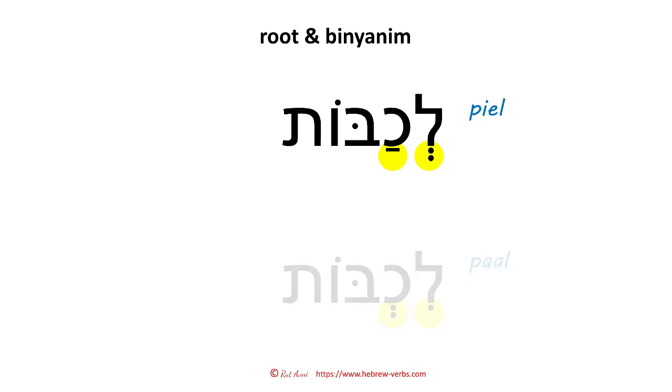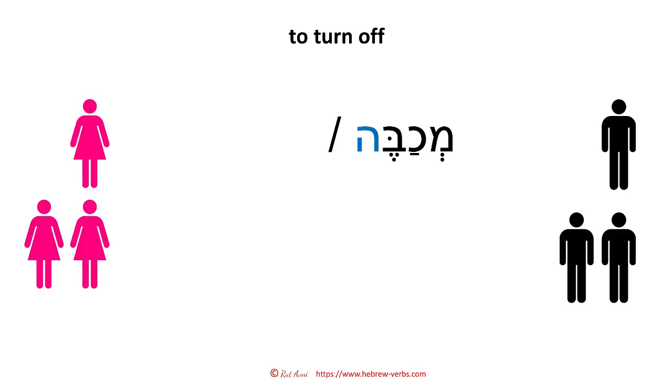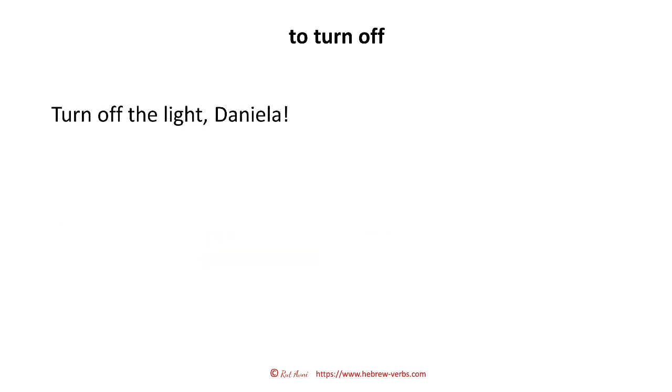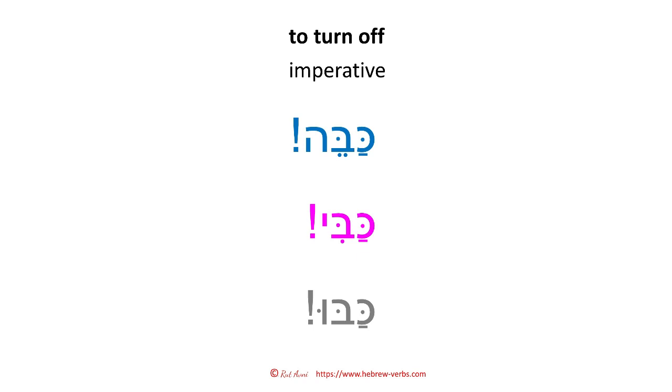Okay, lechabot, Pi'el, this is the one that we will look at now because lechabot means to turn off. Here comes the conjugation: mechabe, mechaba, mechabim, mechabot. And now our sentence is, turn off the light, Daniela. Oh, we need the imperative. Okay, so to a guy it is kabe, to a woman kabi, and to a group of people kabu.